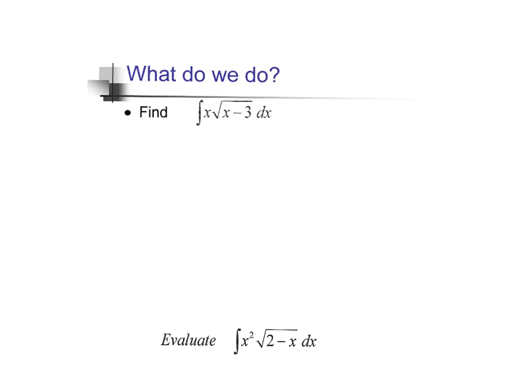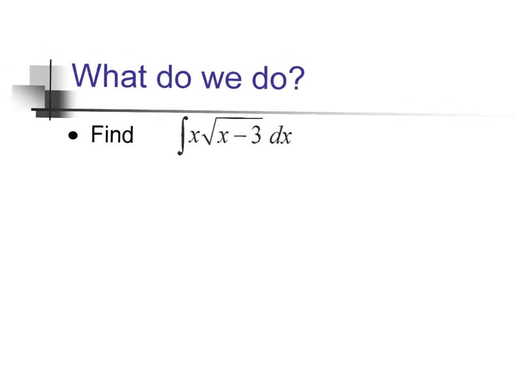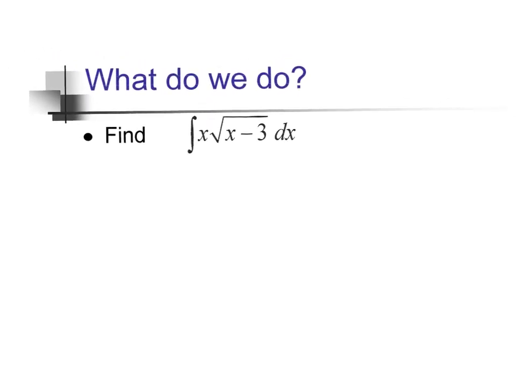All right, so hopefully you figured out that your u would have to be x minus 3. The problem is that du is 1, but this is x. So how do we get the dx part? Well, what you can do is actually solve for x.